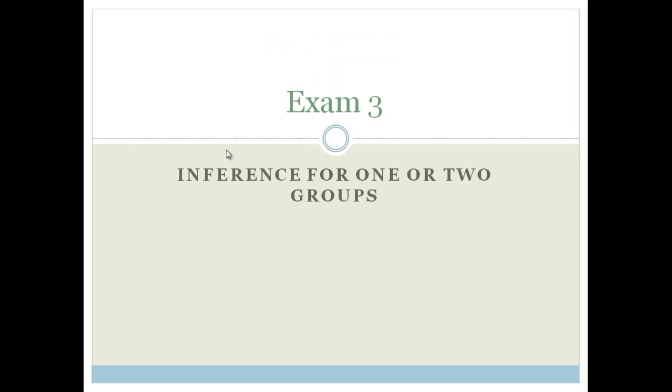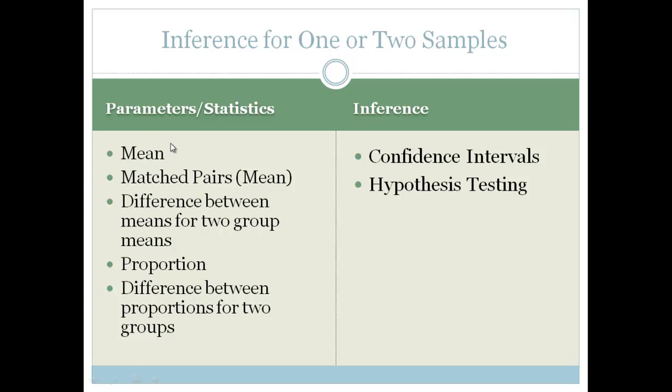Exam 3, now we'll move to inference for review for one group, and then we'll add in two groups. So we want to estimate or test hypotheses about the mean or the proportion. That's what we would have done on Exam 3. Then we'll add matched pairs, which would be just a pre-test, post-test, or before and after study. Then we'll have the difference between the means for two different groups and the difference between proportions for two groups.